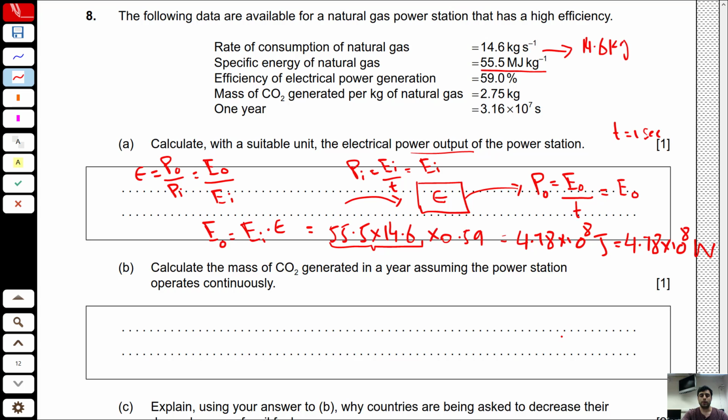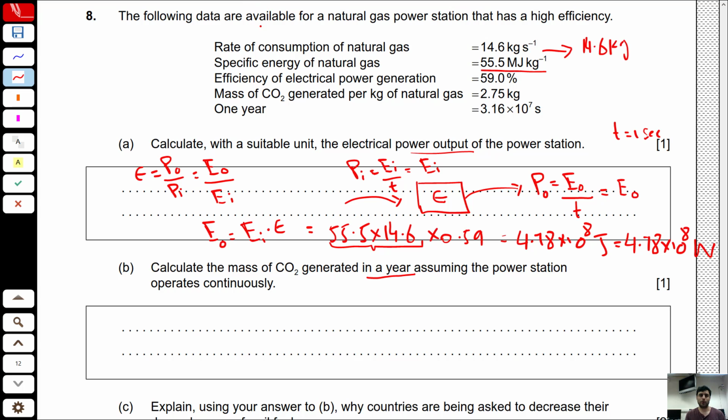Calculate the mass of carbon dioxide generated in a year, assuming the power station operates continuously. So let's find out that in 1 year, how much natural gas do we burn? Because carbon dioxide is produced after burning natural gas, so we need to figure out how much natural gas we burn in 1 year.